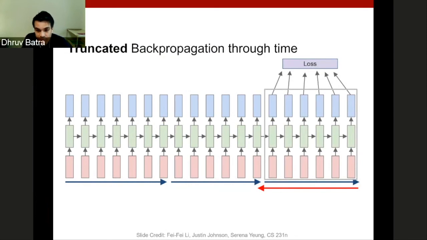If, for example, you're doing character modeling on all of Wikipedia, and the sequence X1 through X capital T is an entire page of Wikipedia text, then for every backprop step, you're having to forward prop this entire sequence. That would be too slow, and we would have to hold all of these intermediate hidden activations in memory. So efficiency, both computational and memory budget, force us to deal with this heuristic.